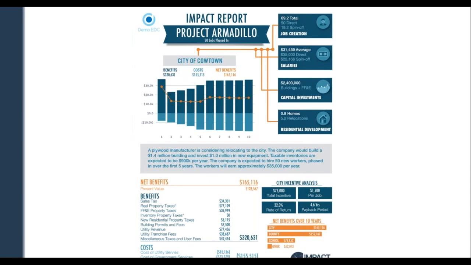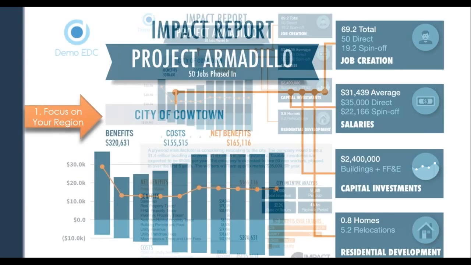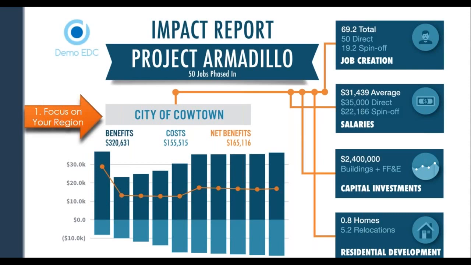If we go all the way back to recap all 7 of these things, number 1, we need to focus on your region. So if you're the EDC organization for Cowtown, you want to focus on your region, and this needs to be an impact analysis relating to your city. It can't be a state-level impact report. So this is already hitting that one.